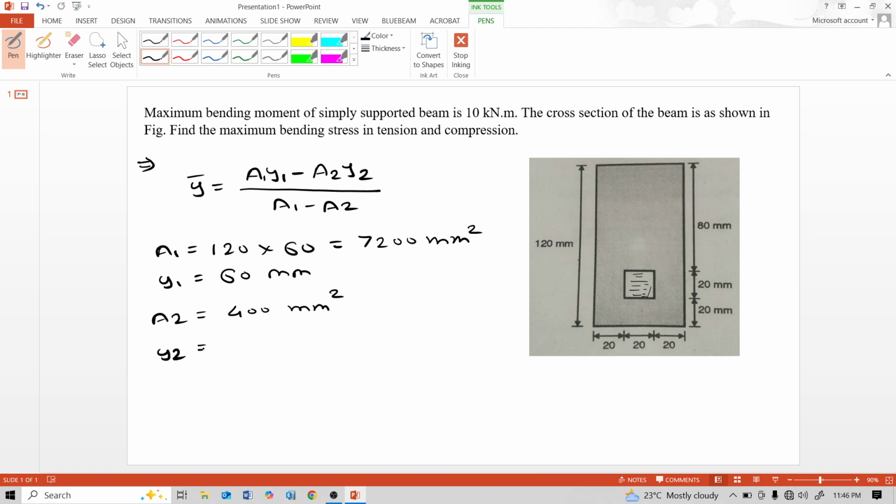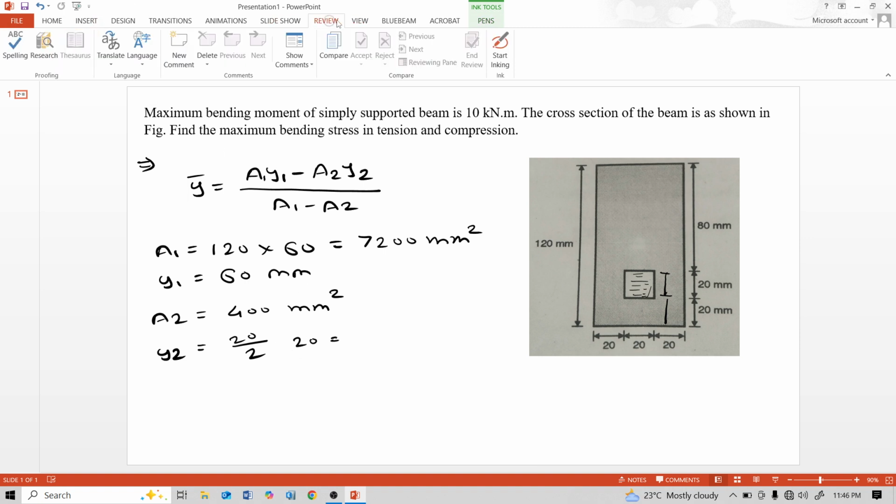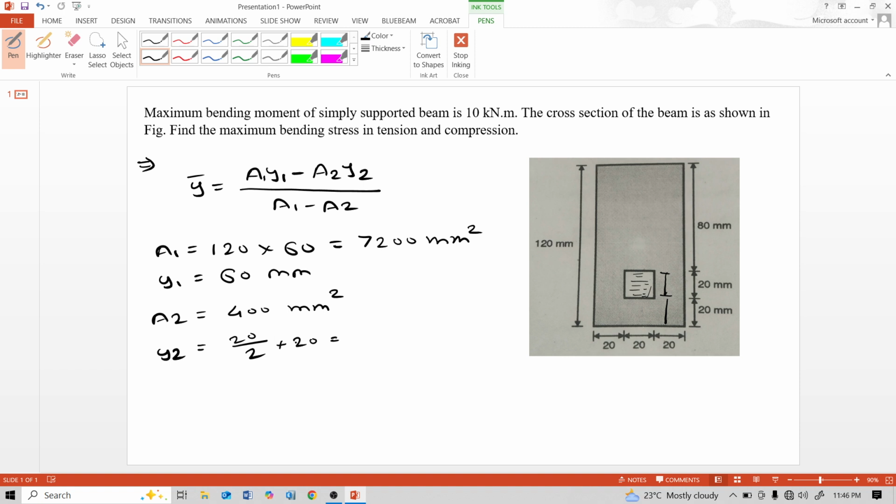And Y2 is equal to the centroid of this hollow square, which is 20 by 2, 10 mm, and from this bottom fiber the distance is 20 mm. So 20 plus 10, that means 30 mm. 20 divided by 2 is this distance, plus 20 mm is this distance: 30 mm.